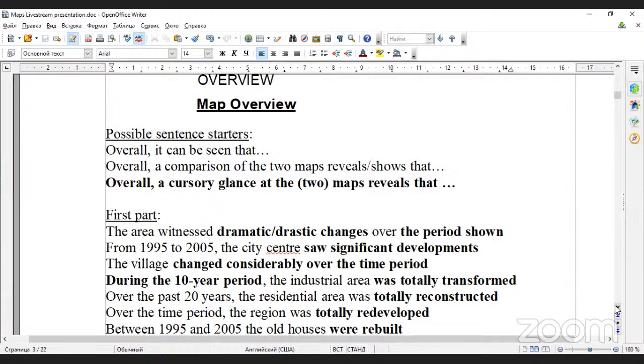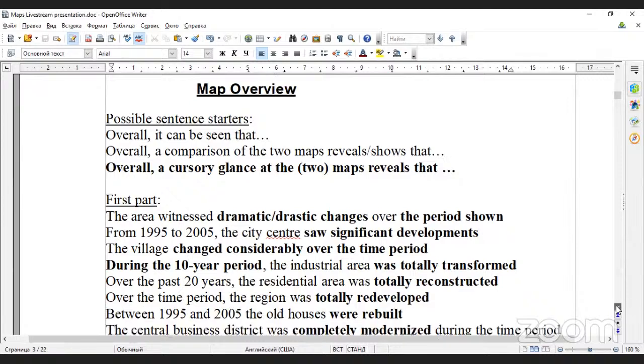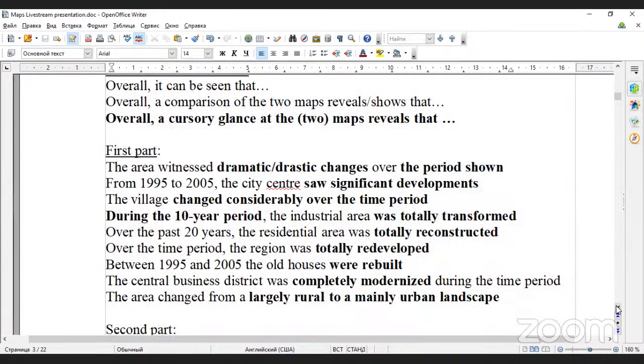So overall, a cursory glance at the two maps reveals that. And then you describe some general changes on the map. I'm going to show you some typical expressions that can be used here.